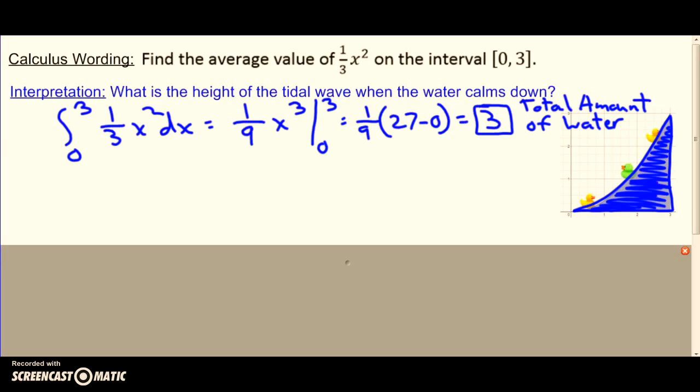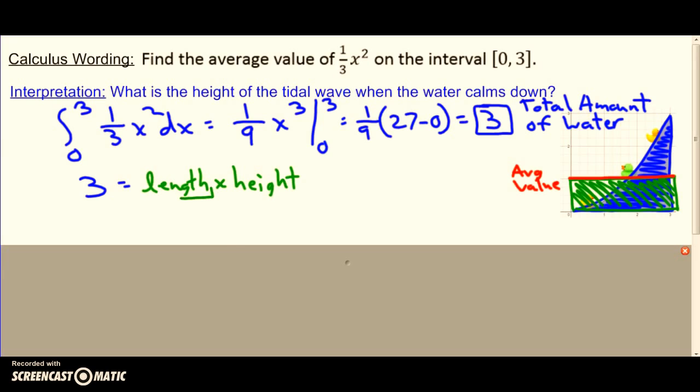To find that average value, the water, when it calms down, is going to calm down to a uniform height. That means it's going to calm down to a rectangle-looking shape where everything has a uniform height of the average value. Geometrically, I need my green rectangle to equal the blue shaded region. Well, I know the blue shaded region is worth 3. And I know the area of a rectangle is length times height.